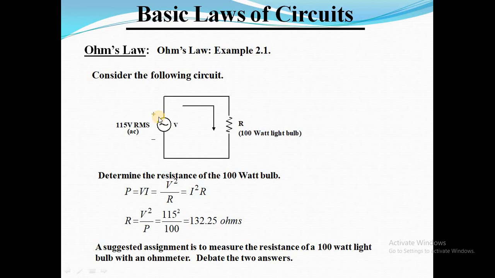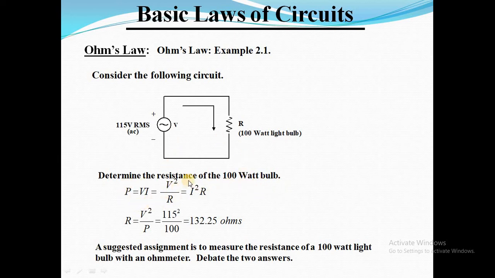Now we will apply this to a circuit. Ohm's law example 2.1. Consider the following circuit. Here we have applied a voltage of 115 volts RMS across a 100 watt light bulb. Determine the resistance of the 100 watt bulb.